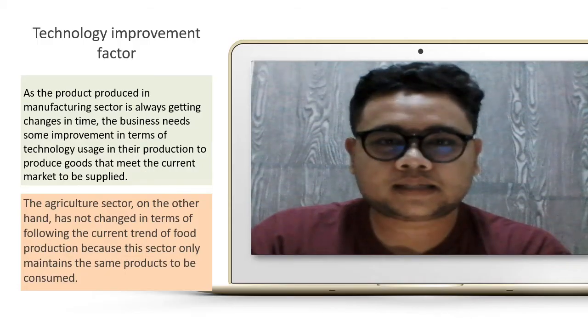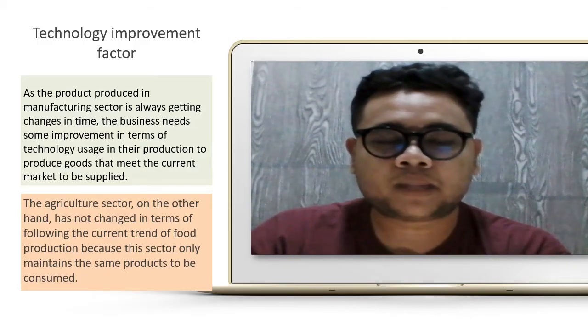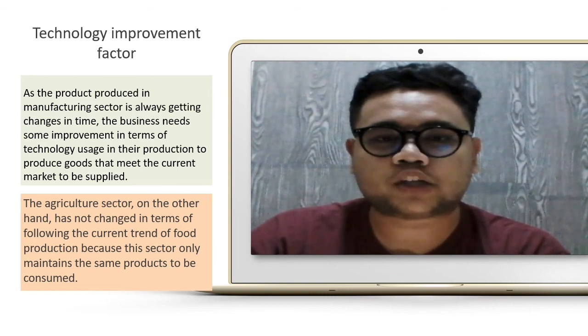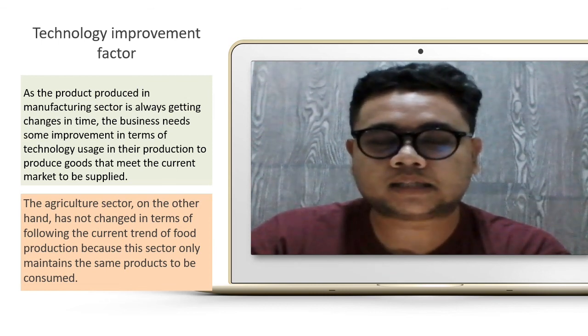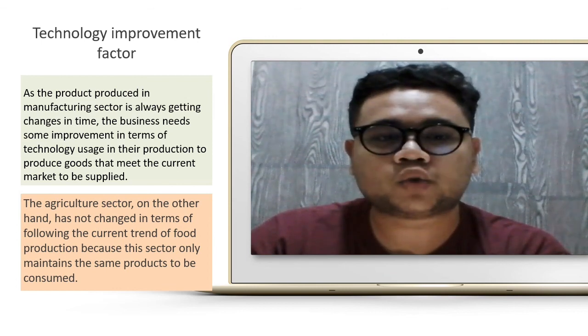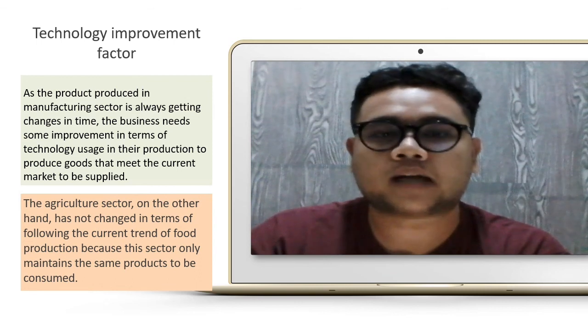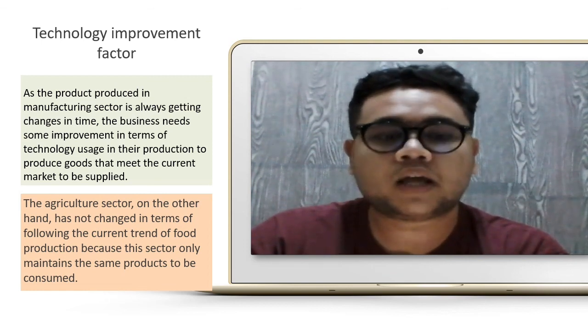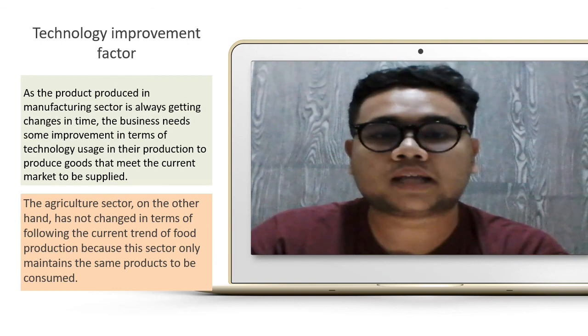Lastly, the technology improvement factor. As the product produced in the manufacturing sector is always changing over time, the business needs some improvement in terms of technology usage in their production to produce goods that meet the current market to be supplied. The agriculture sector, on the other hand, hasn't changed in terms of following the current trends of food production because the sector only maintains the same products to be consumed.